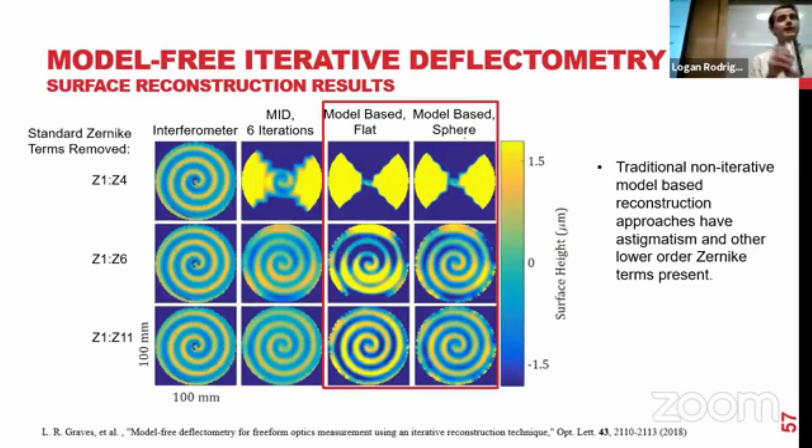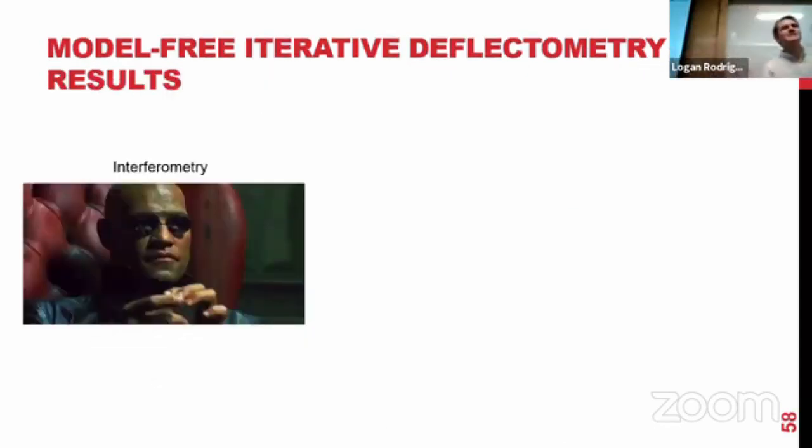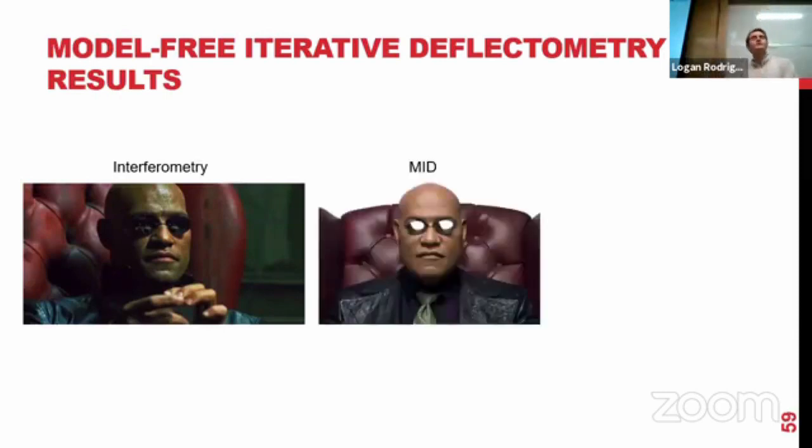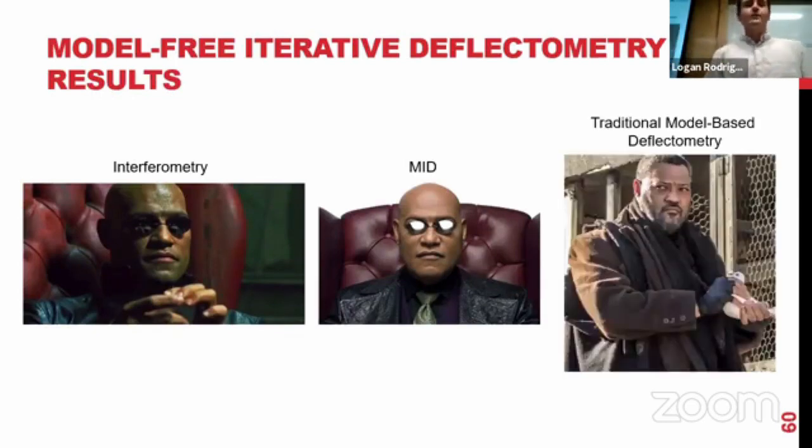Okay, so we've looked at a lot of maps. Frankly, most of us probably don't look at these surface maps very often. This is something that maybe a handful of us are very familiar with. So how do we put this in practical terms? I can't help myself, I'm already excited. We measured something with interferometry and said, this is what it is. We have Morpheus. We measure it and reconstruct it with the mid method, and we get Morpheus again. He looks a little bit different, but fair enough, there are some errors, we accept that. We reconstruct it with traditional model-based deflectometry and we get Laurence Fishburne, but it's not Morpheus. It looks a little bit different.